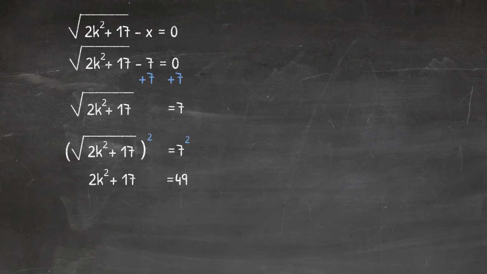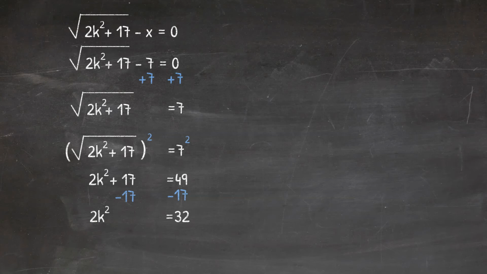As we already know, our best manipulation tool is to neutralize it, which would be to subtract 17 from both sides of the equation. If done appropriately, we should get 2k squared equals 32. So 17 cancels out on the left side, and it is subtracted from 49 on the right side.